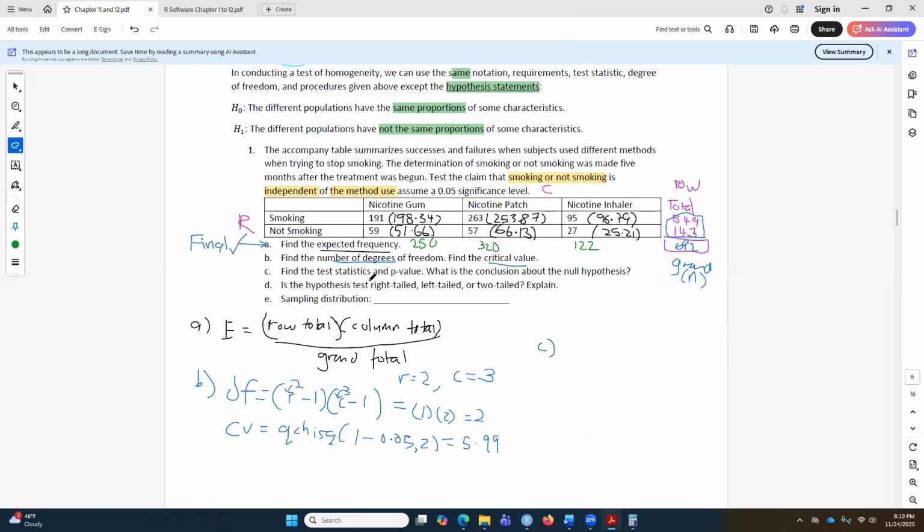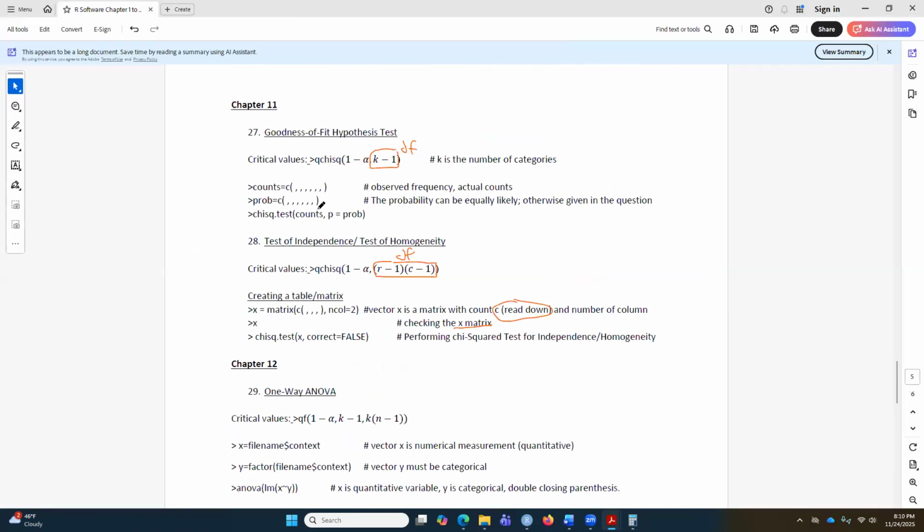Part C, you have to find the test statistic and the p-value. So in order for you to do that, you have to use number 28. You have to build a matrix. Okay, so again, this is all number 28 here. Same thing with this one. You have to use number 28 in your RStudio cheat sheet.